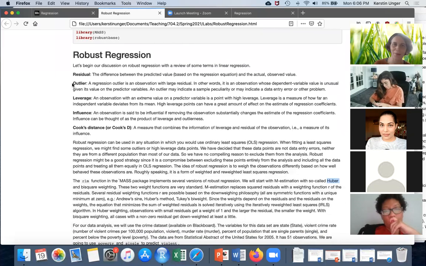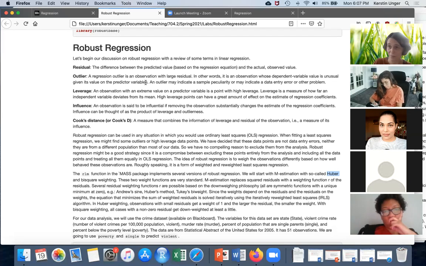Okay, just as a reminder, I included these here as basic terms. We are always concerned about our residuals. That's the difference between the predicted values, our y-hats, and the actual observed values. So how far away are they from our regression model, the actual outcome values compared to what we predict in our regression model.